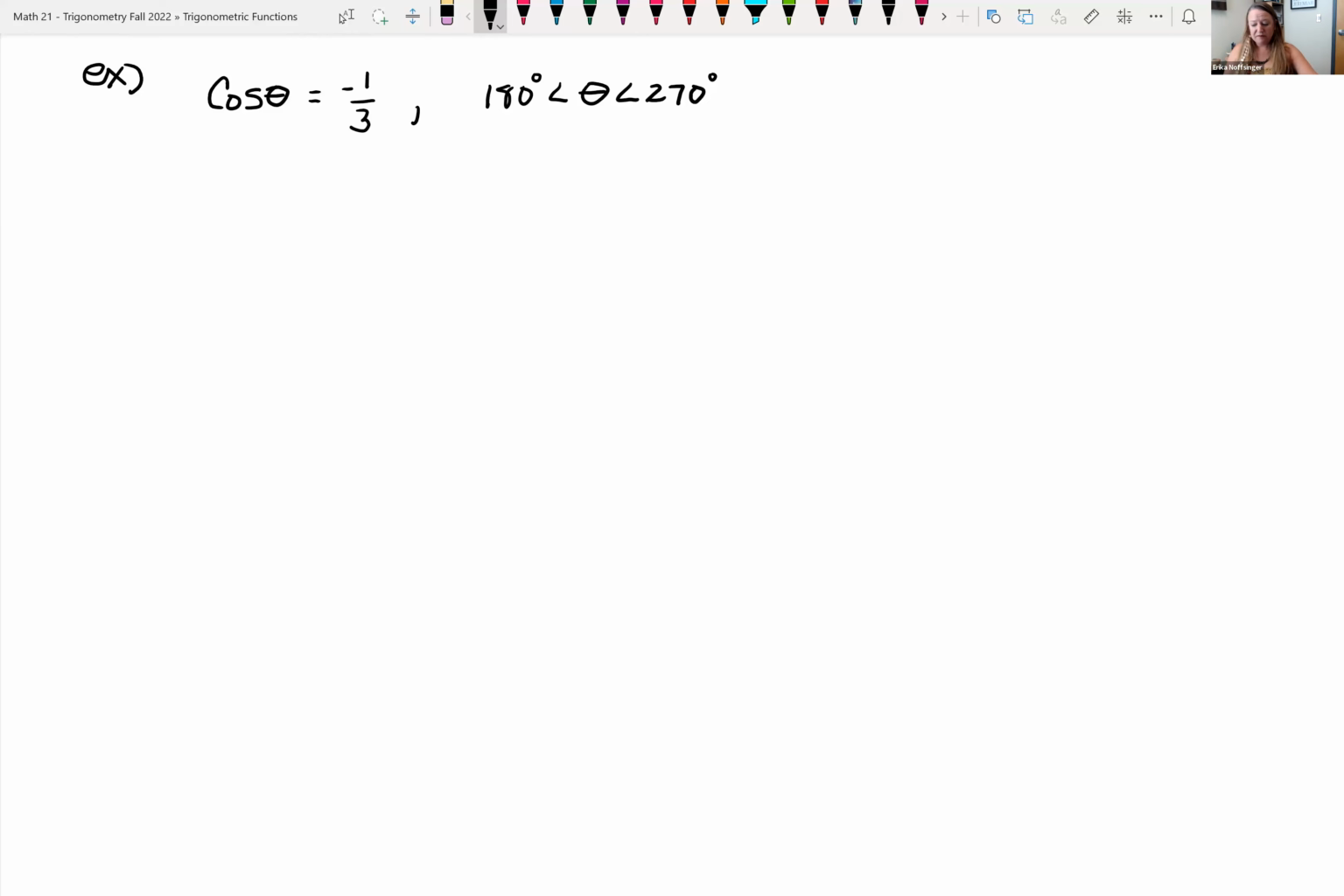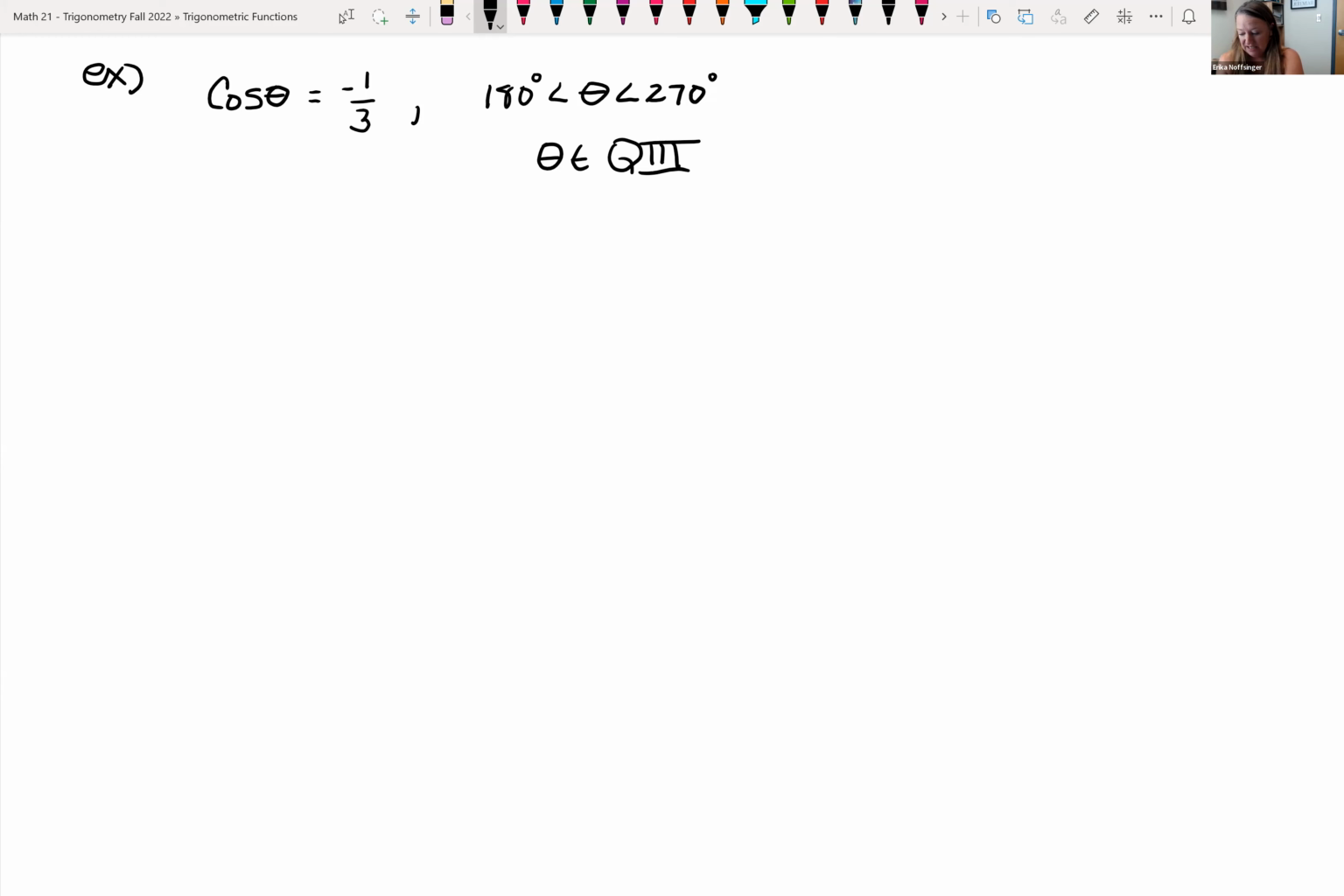So the next example in front of us is cosine theta equals negative 1/3. We're given that theta falls between 180 degrees and 270 degrees. And it asks us to find the exact value of each of the remaining trigonometric functions of theta. So that's going to help us because we know which quadrant we're in. Theta is contained between 180 degrees and 270. We know that our angle is contained in quadrant 3. So this is going to help us when we're looking at whether our trigonometric function is positive or negative.